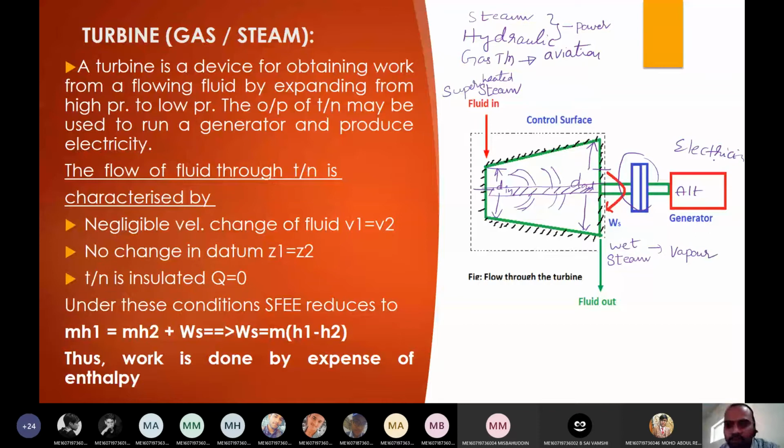Okay, let us assume the turbine is horizontal, therefore inlet and outlet are at the same level. Then I can say Z1 is equal to Z2. These are our assumptions only.